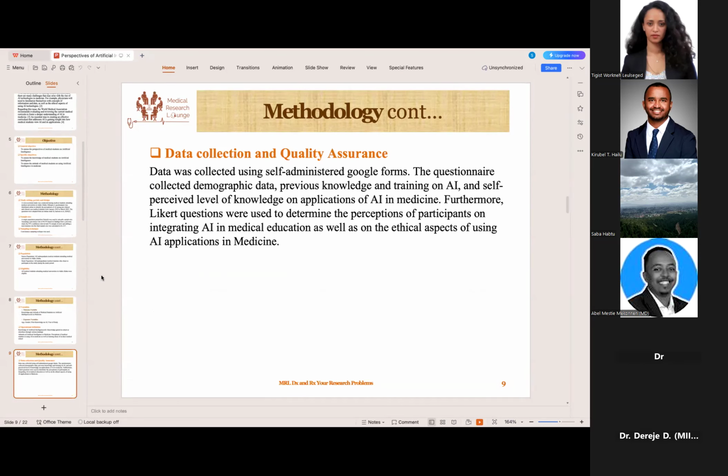Data collection and quality assurance. Data was collected using self-administered Google Forms. The questionnaires collected demographic data, previous knowledge and training on AI, and self-perceived level of knowledge on applications of AI in medicine. Furthermore, Likert questions were used to determine the perceptions of participants on integrating AI in medical education, as well as on the ethical aspects of using AI applications in medicine.